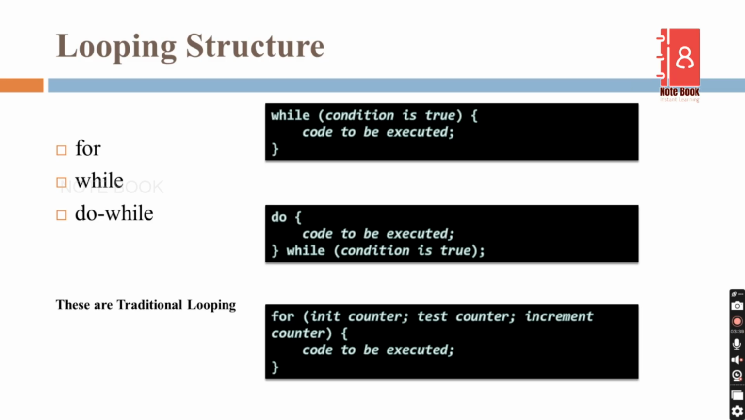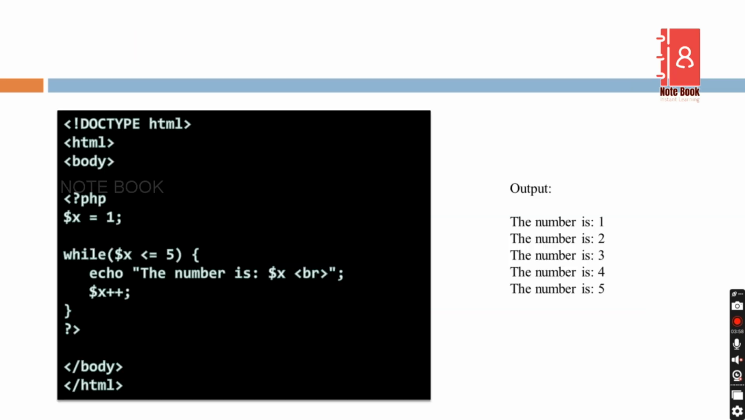Comes to the for statement, where for, inside, we have first initialization, init counter here, then test counter, then increment counter. So initialization, then condition, then increment or decrement. Then inside, the code to be executed.